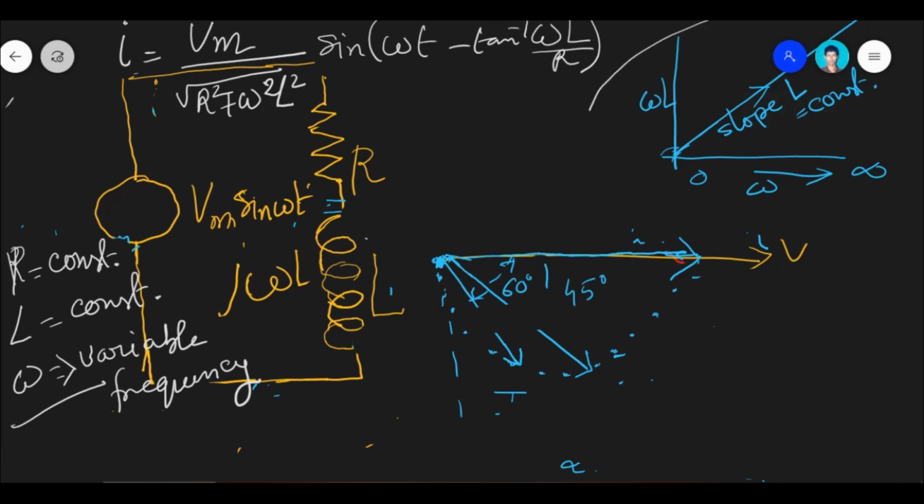Now this curve is also interesting. Here omega is variable, from 0 to infinity, and this one is omega L. In the previous discussion, what I was doing was picking up two discrete points from this line. Although this line is continuously increasing, I picked up two discrete points.